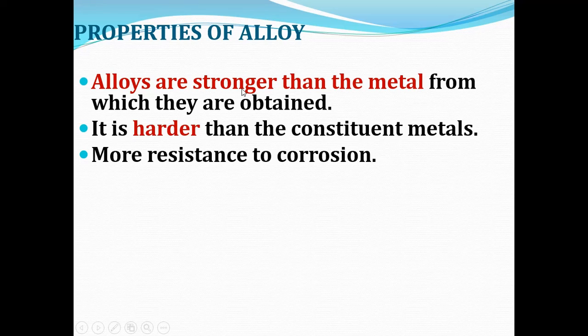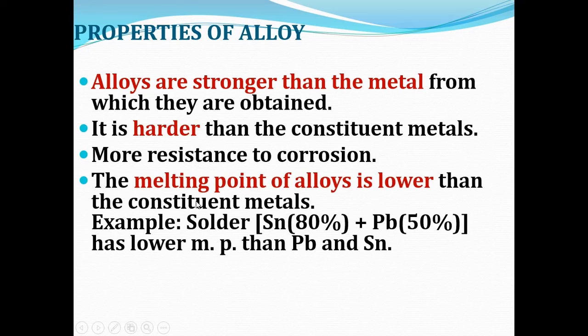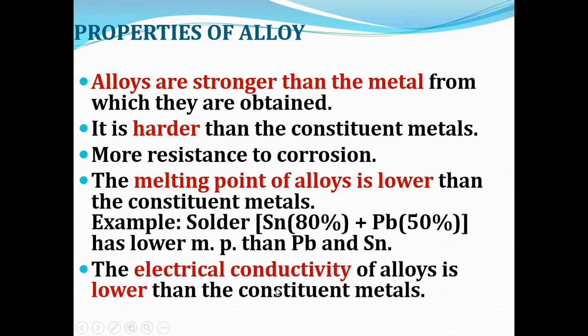So alloys are stronger and harder than metals. They have more resistance to corrosion, and the melting point of an alloy is lower than the metals. An example of an alloy with a lower melting point is solder, which has a lower melting point than lead and strontium. The electrical conductivity of alloys is lower than the constituent metals.